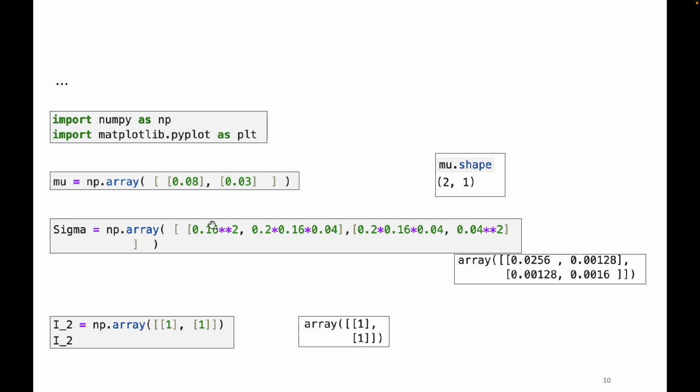So here I have 0.16, so 16% volatility for the equity fund to the power of 2, because everything is in terms of variance. And then the debt fund has a 4% vol. I square it, so it's 0.04 star star 2. Yeah, in Python, one way to do the squaring is with 2 stars. And now I compute the covariance terms.